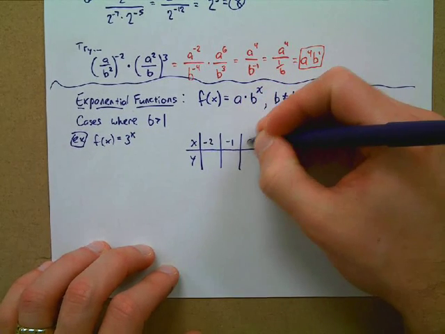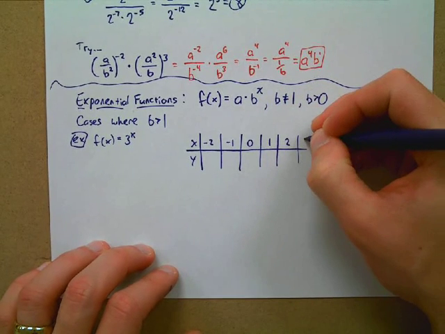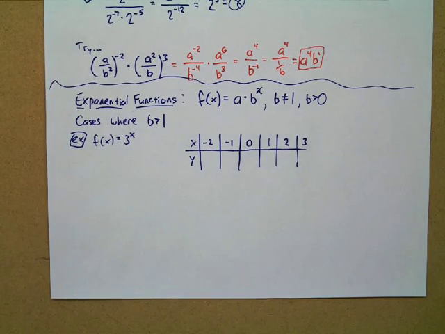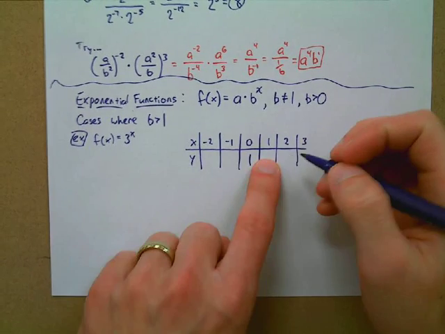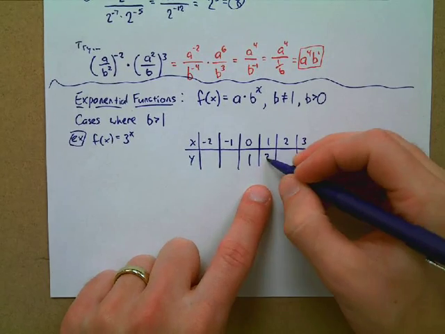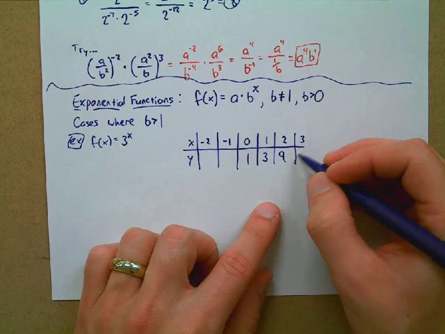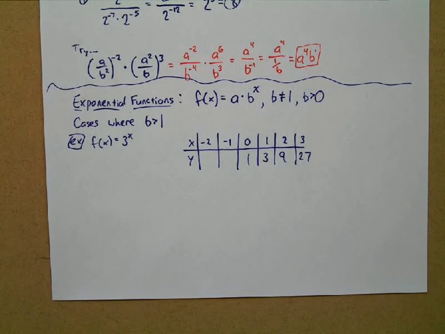And of course, we'll start with the easy ones here. 3 to the 0, that's 1. 3 to the 1, that's 3. 3 to the 2, that's 9, right? 3 squared is 9. And then 3 to the third, that's also 27. But those negative exponents aren't too bad, especially now that we have these here. We can see we're dividing by 3, dividing by 3, dividing by 3. So 3 to the negative 1 is 1 over 3 to the 1, or 1 over 3. And then this one will be 1/9.